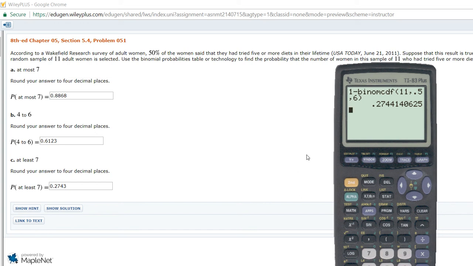Again, you could go on your table and add those probabilities as well. Those would be right here, those final ones: 11, 10, 9, 8, 7. So you would add all of those together, and that would give you the same thing as doing this function here.